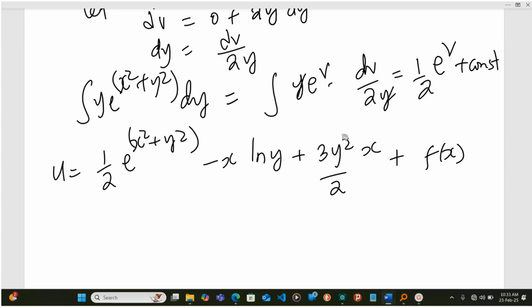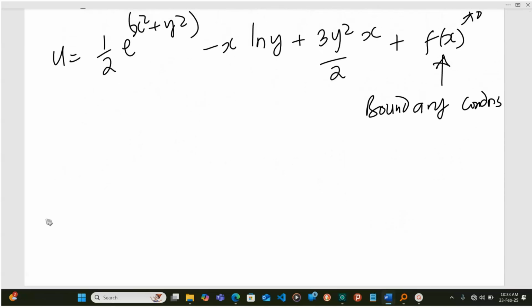And so, what does this mean? It means if I partially differentiate this function, this u, with respect to y, this f(x) would still go back to 0. But how can I determine this f(x)? Usually, I determine it if I'm given the boundary condition.